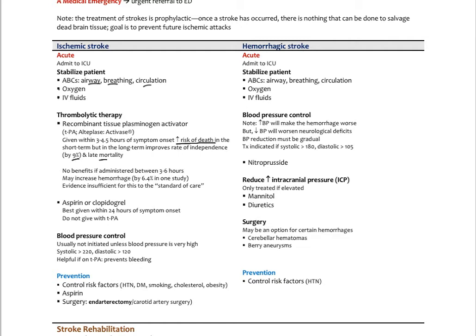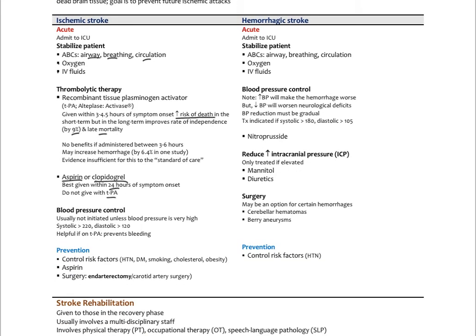Other agents given to prevent blood clotting would be simple aspirin, as well as something called clopidogrel or Plavix, and this is used to inhibit platelets. That's usually given within the first day of symptom onset, and this is not given with the TPA because that would increase the risk of bleeding and hemorrhage. So that's the first thing, thrombolytic therapy if it's indicated in that time window.